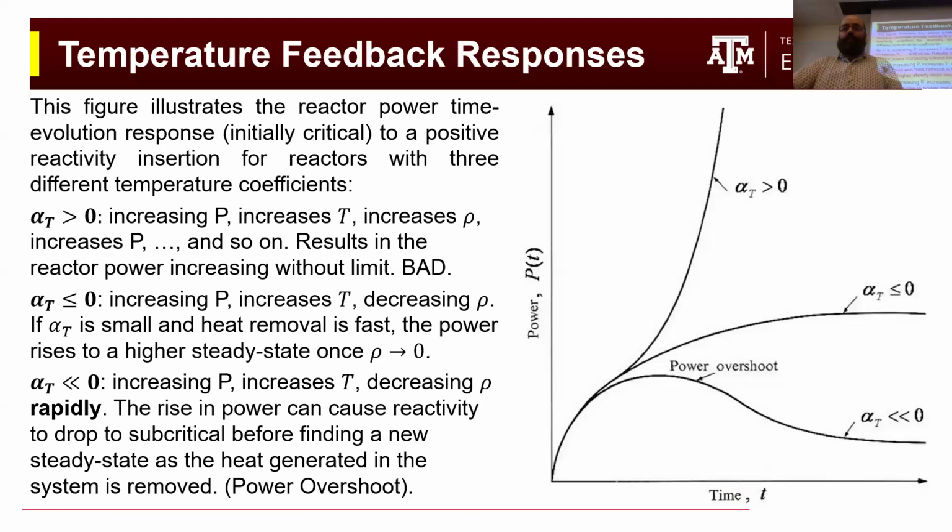And so those are all illustrated on this slide right here. This was alpha T being positive. This was alpha T being negative or zero. And this was alpha T being very, very negative. And so that was the power overshoot, where the negative coefficient causes our system to stabilize, but then the temperature increase has resulted in such a negative insertion of reactivity that the temperature drops down and the resulting power drops down. So those are some possible temperature feedback responses that you could have depending on if your alpha T coefficient was positive or negative or very negative.